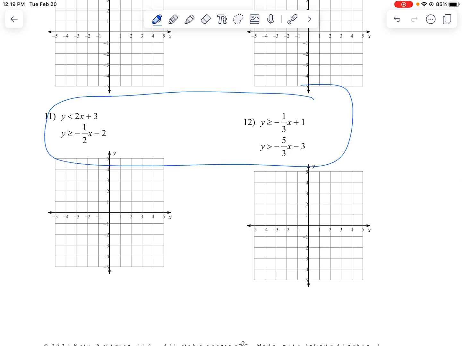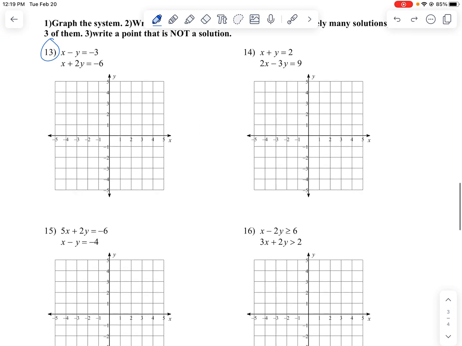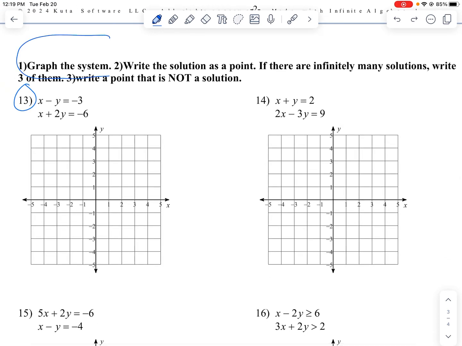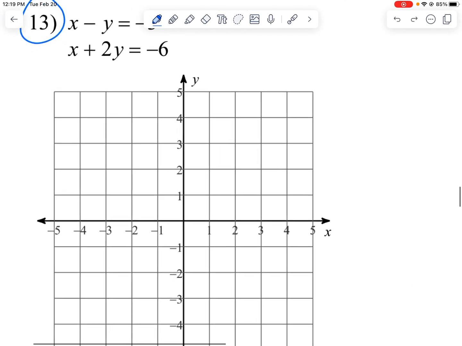Here you have a system of linear inequalities. Just graph both inequalities, do both the shading. Let's do one on this last section here, which has multiple things to do, which is graph the system, and then write a solution. Write the solution as a point. If there's infinitely many points, write 3 of them. And then write a point that's not a solution. So we got 3 things to do. Let's go ahead and graph these.